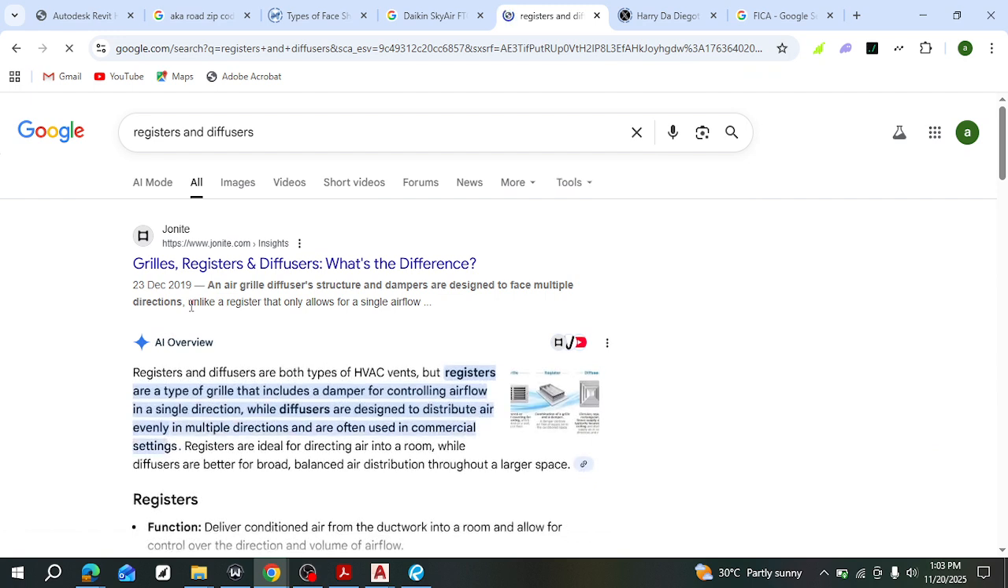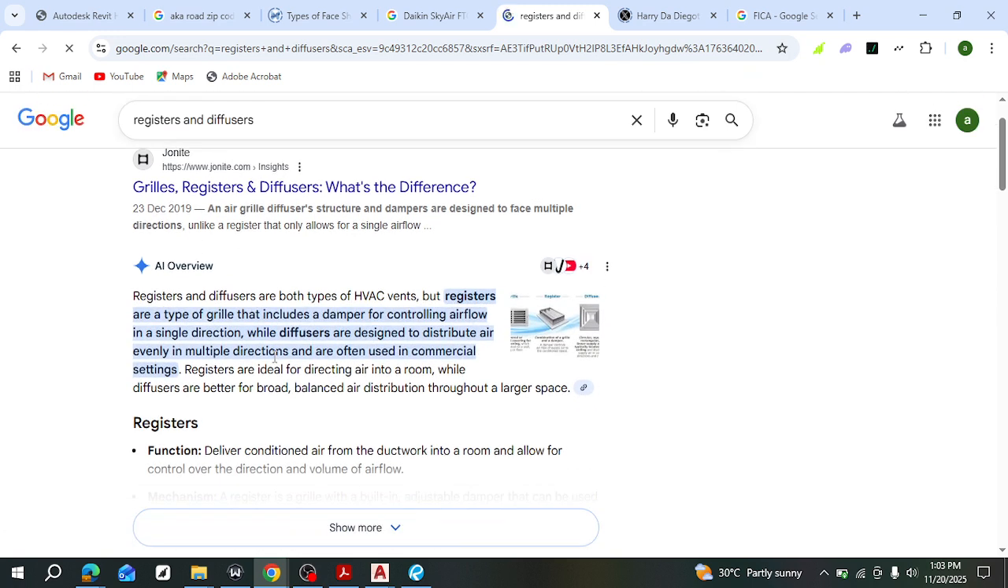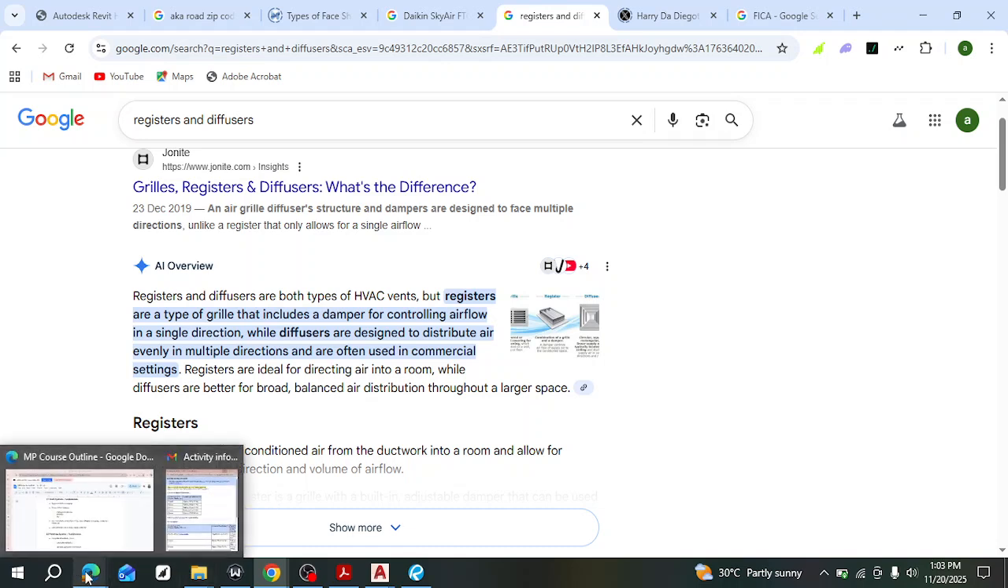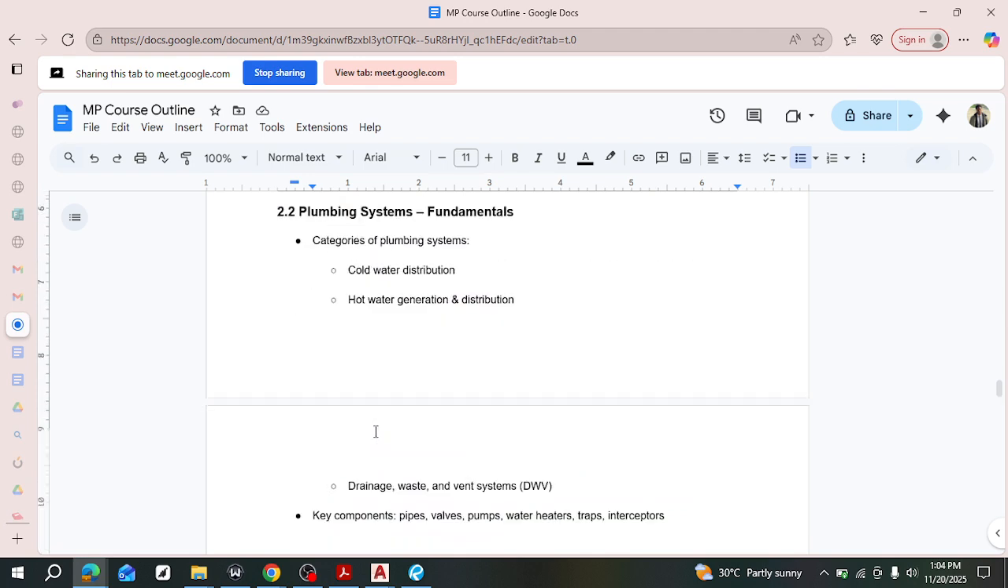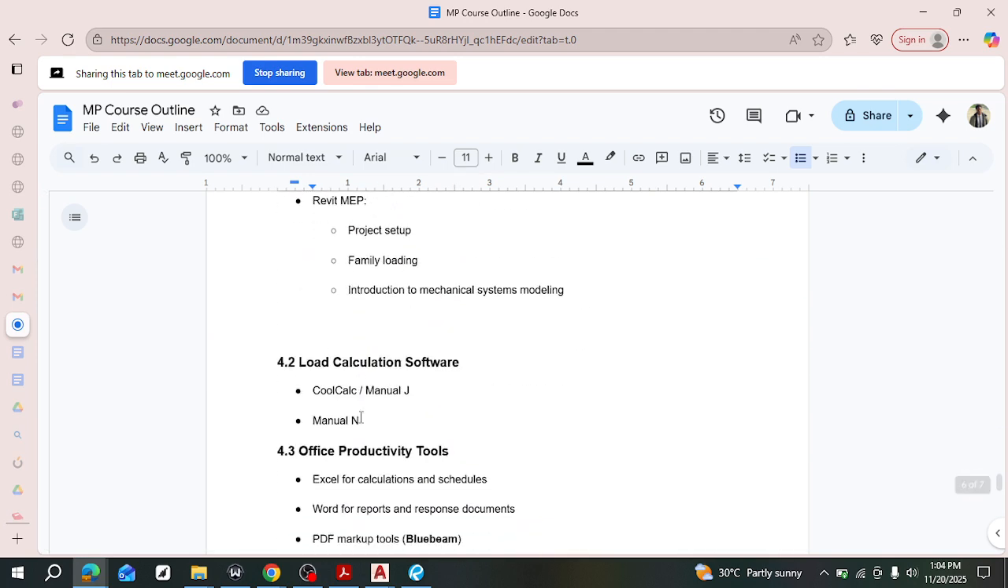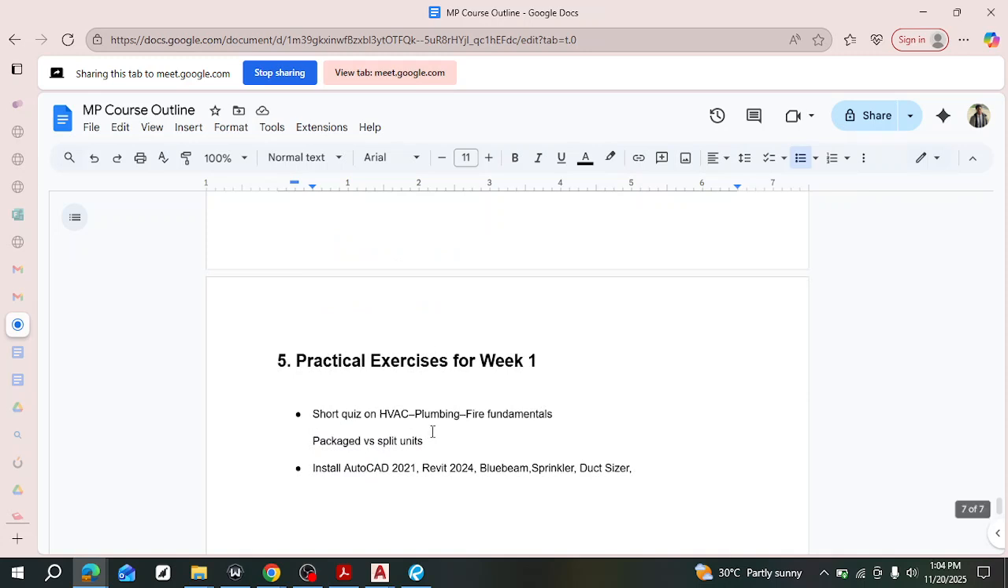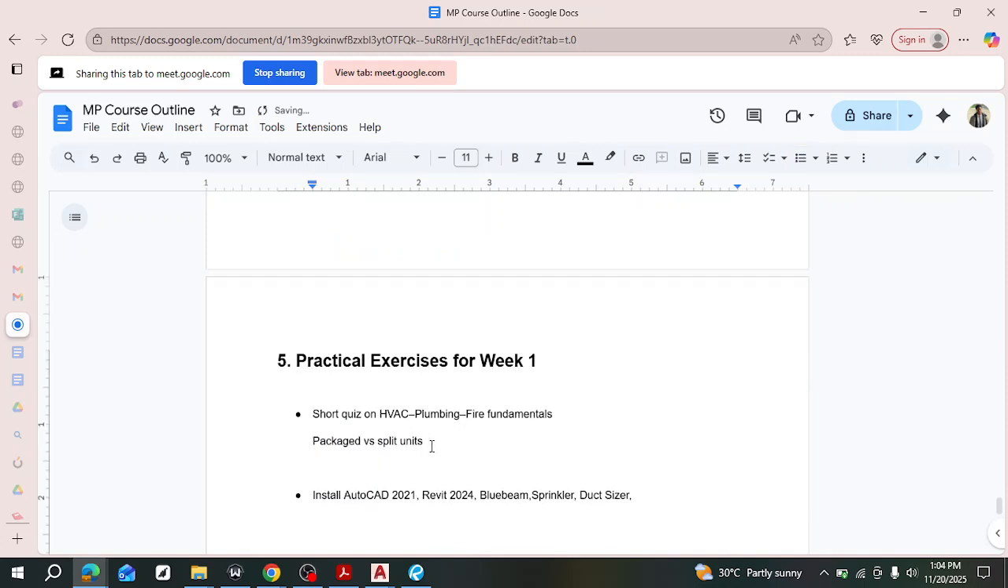They are basically placed in the ceiling or on the walls or on the ground, but most times on the ceiling, depending on the location. So another assignment now would be for you to check registers versus diffusers, or grills, where they are placed, and then why.